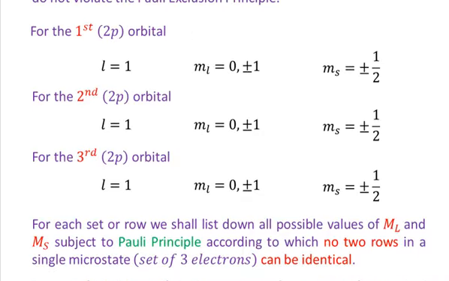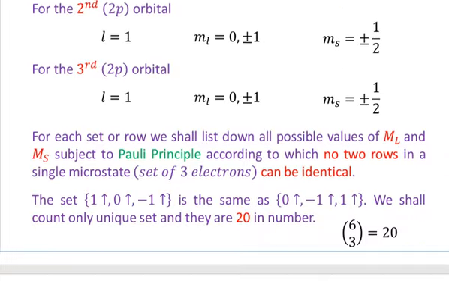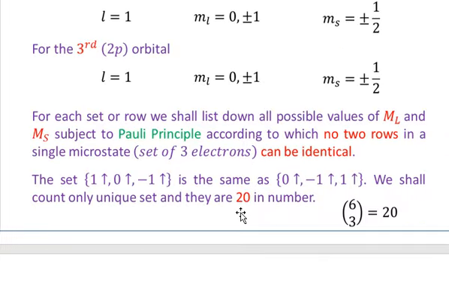So you see that for each of these electrons, I have three values of ML and two values of MS. So 3 multiplied by 2 gives 6 values. If you arrange these 6 values into unique sets of 3, then of course the total number of sets will be 20. So the 20 unique sets can be constructed using these 6 values.